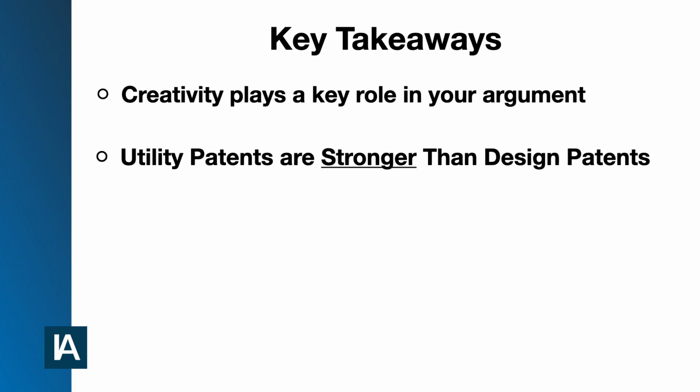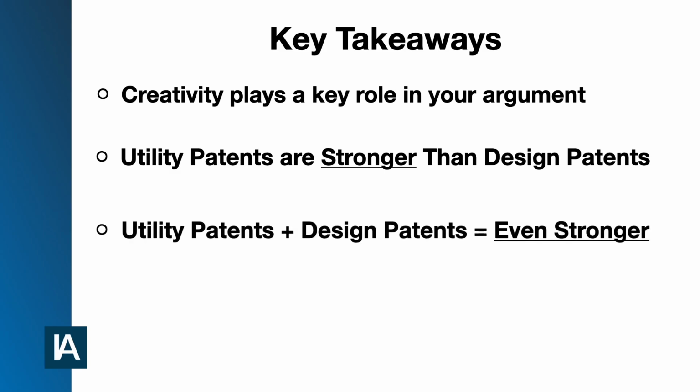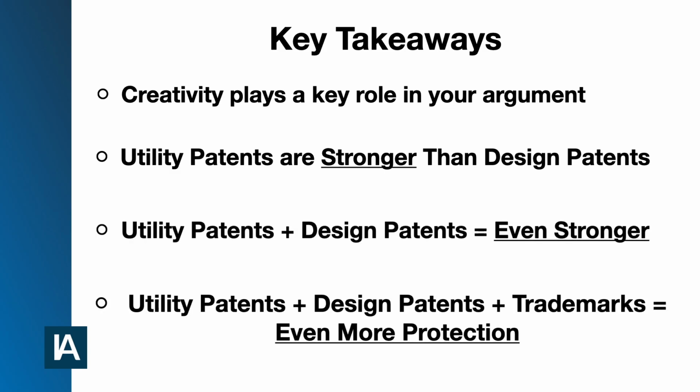The next takeaway is that you can surround your invention with as much IP protection as you want. That means you can apply for both a utility and design patent, and on top of that, you could trademark the name of your product and also trademark a logo to go along with that. Another point I want to make is that just because you can surround your invention with multiple pieces of IP protection doesn't mean you have to.